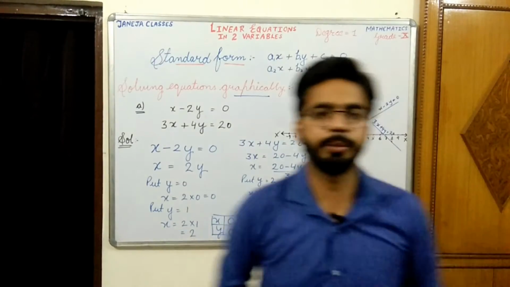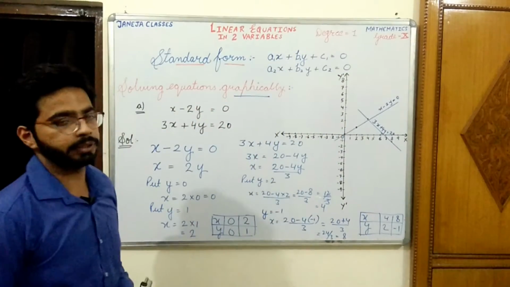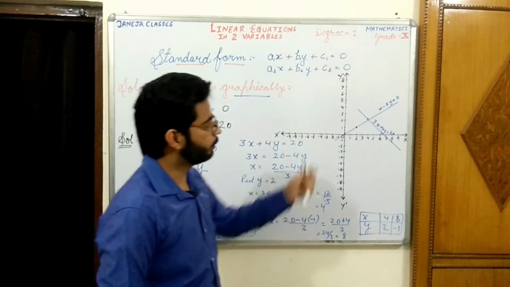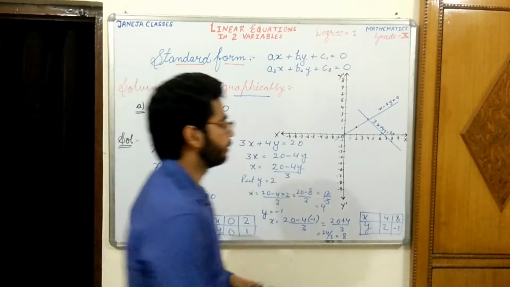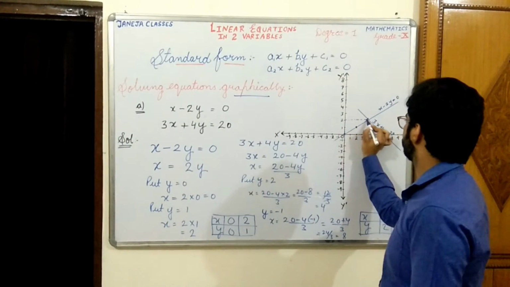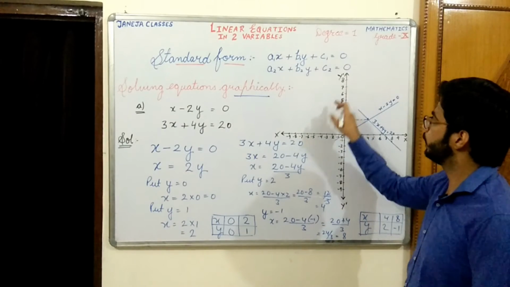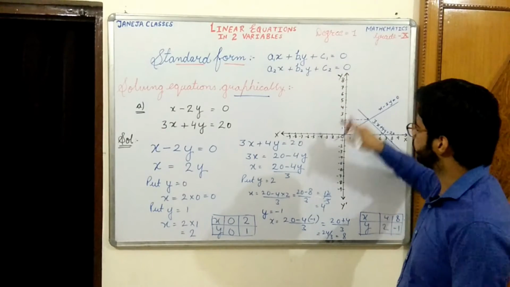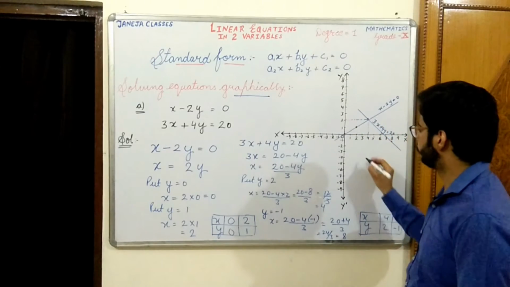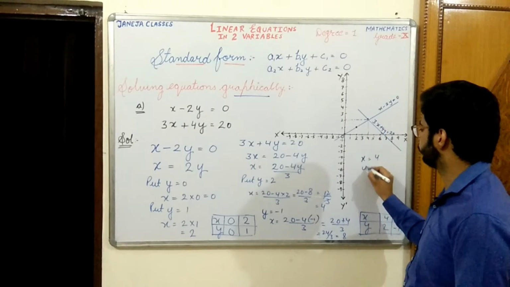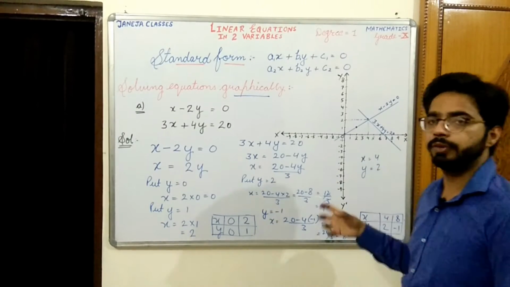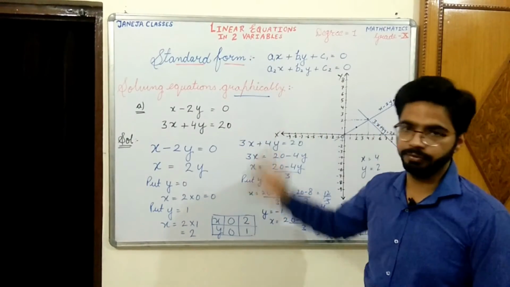So this is the graphical method, and this is one of the easiest methods to represent the equations on a graph. Now with the help of this we can find the values of x and y also. See here where they are intersecting. Here the value of y is 2, and here the value of x is 4. So we got x is equal to 4 and y is equal to 2. This is the way to get the values of x and y with the help of the graphical method.